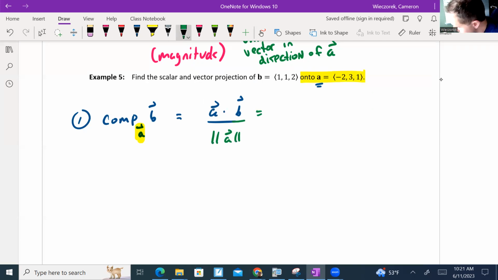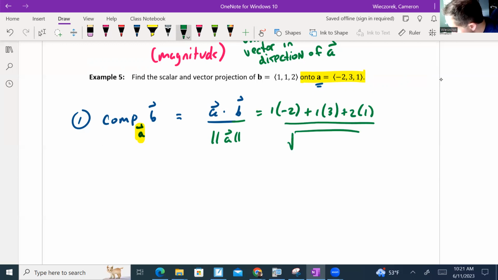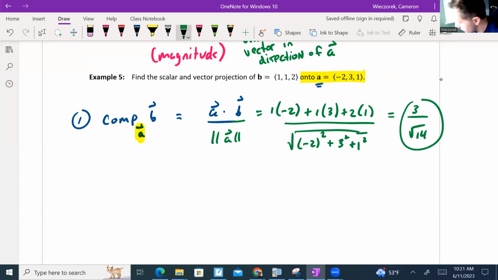So I'm going to get, if I take the dot product, 1 times -2 plus 1 times 3 plus 2 times 1. Magnitude of A would be square root of -2 squared plus 3 squared plus 1 squared. So I get 3 on top, and I get rad 9 plus 4 plus 1. I get rad 14 on the bottom. And you can leave it unrationalized or you can rationalize it, doesn't matter. But give an exact answer. It doesn't specify for decimals, so you want to assume it's exact unless they say otherwise.